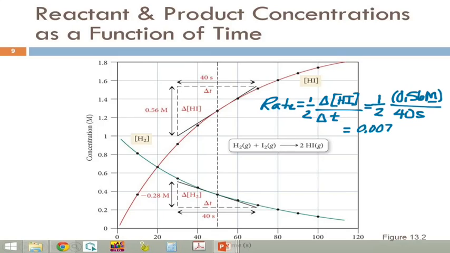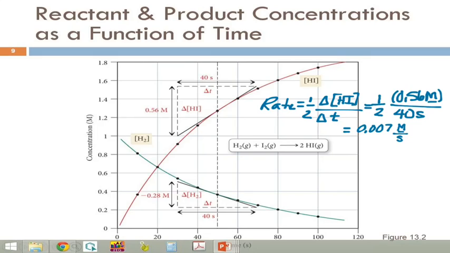So what are the units on that? Molarity per second. There's nothing that's canceling out there. This unit is moles per liter, molarity, and second, and so there we have 0.007 molarity per second. Or moles per liter second.